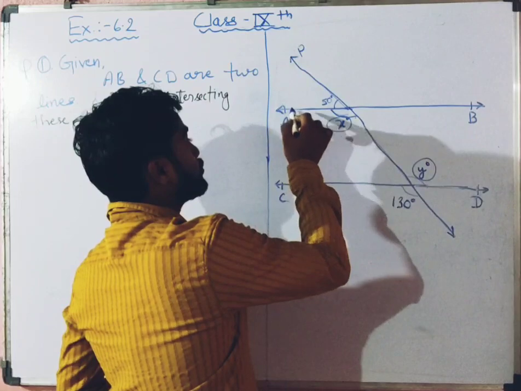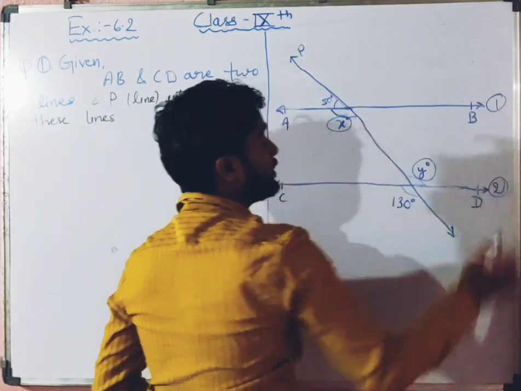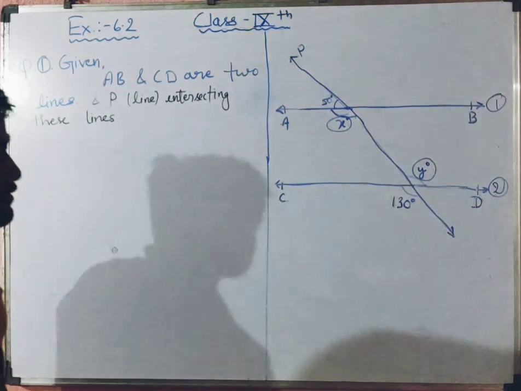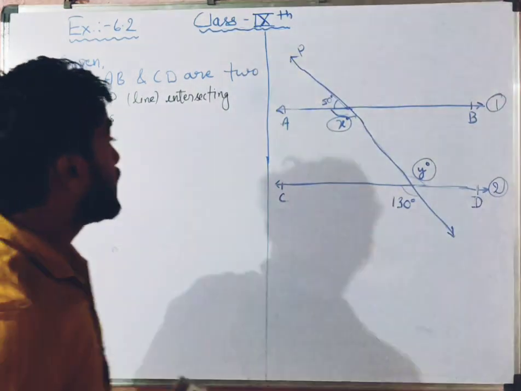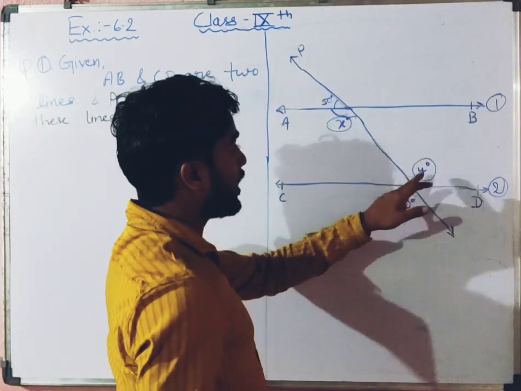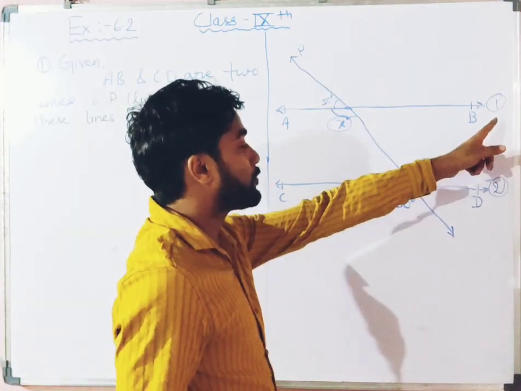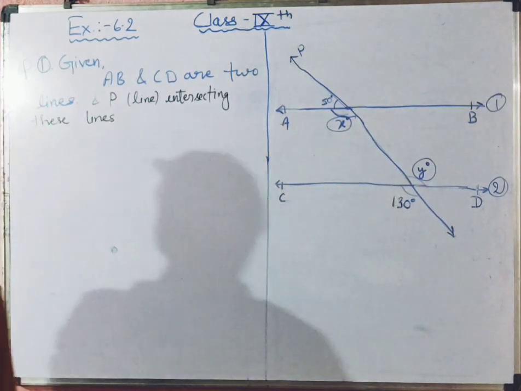That means we have to show that line 1 and line 2 are parallel to each other. So only these things are given, and we have to find the value of x and y, so that we can show that line 1 and line 2 are parallel to each other.